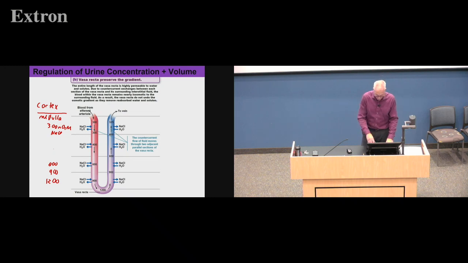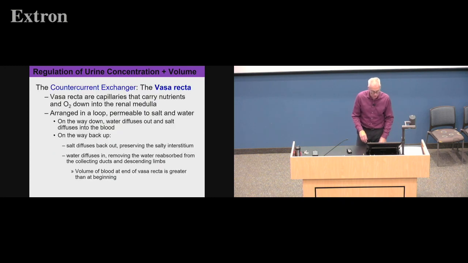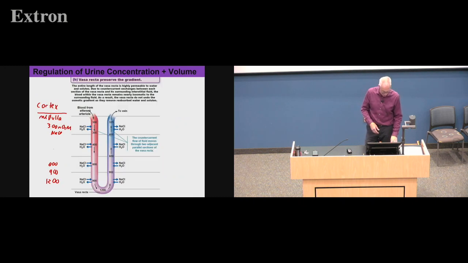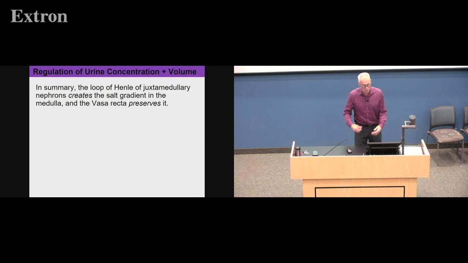Incidentally, the countercurrent exchanger also picks up all the water that's reabsorbed by the nephron in this area, by the collecting ducts, by the descending limb of the loop of Henle, and so the volume of blood is actually greater. So the water doesn't accumulate in the interstitium during water reabsorption. It's taken away by these vasa recta capillaries. So the loop of Henle creates the salty interstitium, and the vasa recta feeds the cells in the medulla without stripping away the salt. It preserves that interstitial salt gradient.